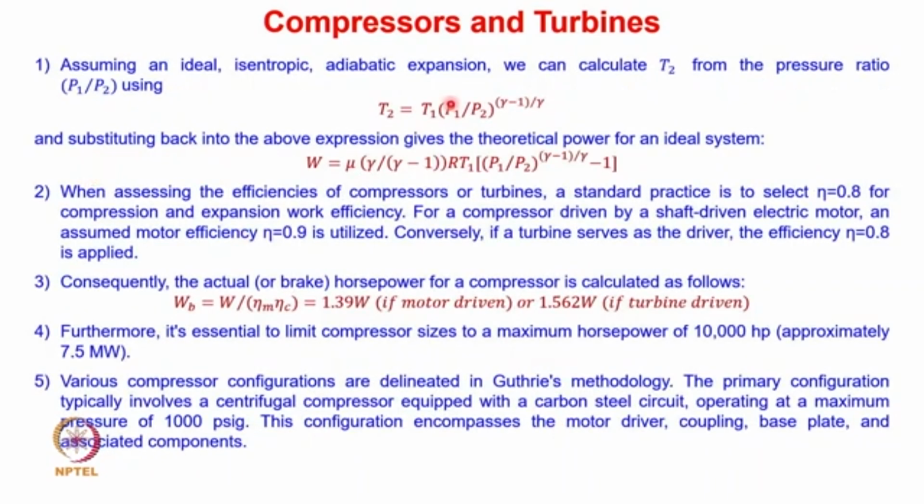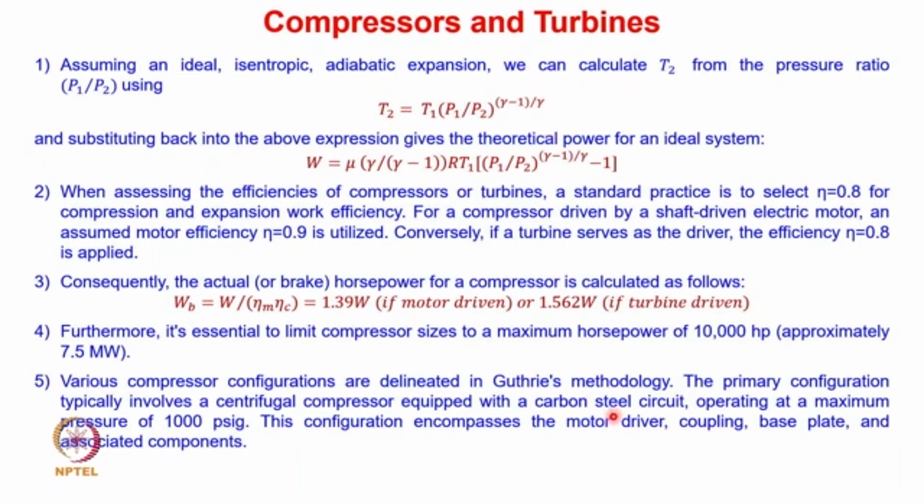Substituting this temperature in the earlier equation, we get the expression for the work W as ṁ times gamma divided by gamma minus 1 times R T1 times the bracket, (P1 by P2) raised to the power (gamma minus 1) divided by gamma, minus 1. This is the equation we have to use when we are looking at the theoretical power required for the compressor.